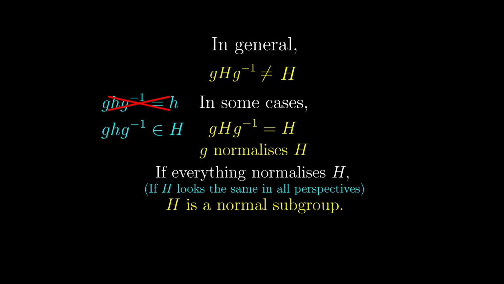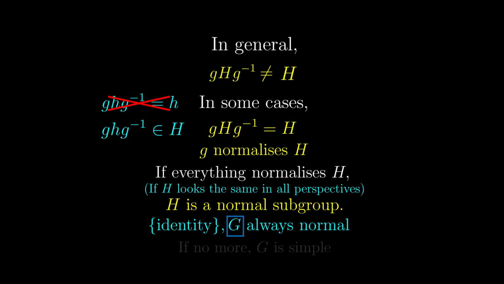There are always two normal subgroups, namely the set only including the identity as well as the whole group of symmetries itself. The reason for the first set to be normal is that the identity viewed in whatever perspective is the same, doing nothing. And the whole group is normal because conjugating any symmetry by any symmetry is still a symmetry, so it is still inside the group G. Lastly, if there are no more normal subgroups of G, then we say G is simple.